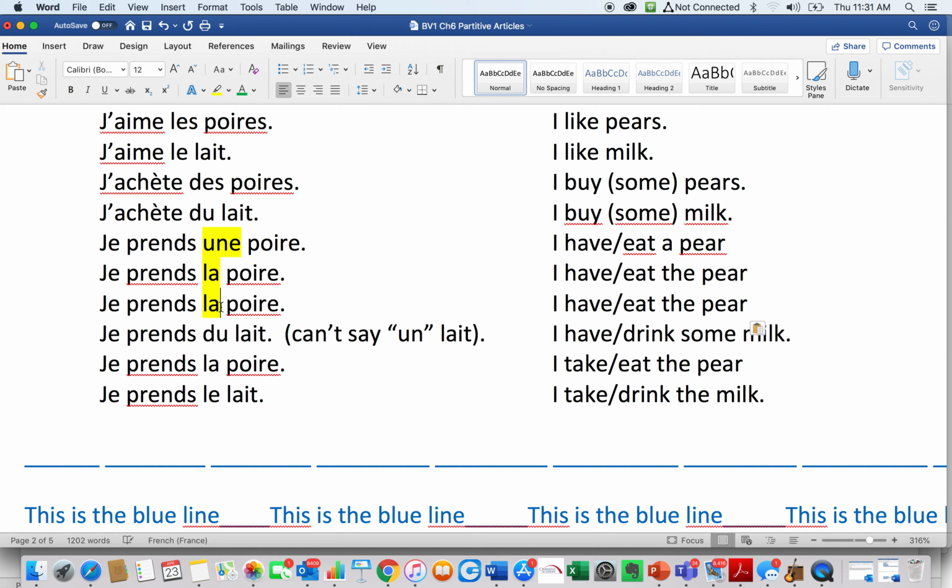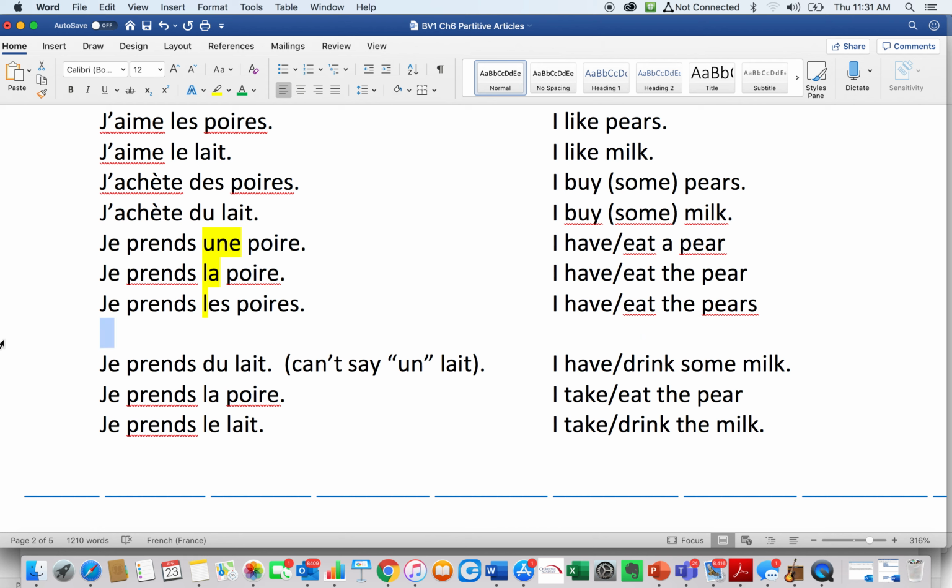We would say les poires, right? Oh, no, that's the pears. I beg your pardon. Okay, this is good though. This is a helpful mistake. What if I wanted to say I eat some pears every day or I eat pears every day? I would say je prends des poires.